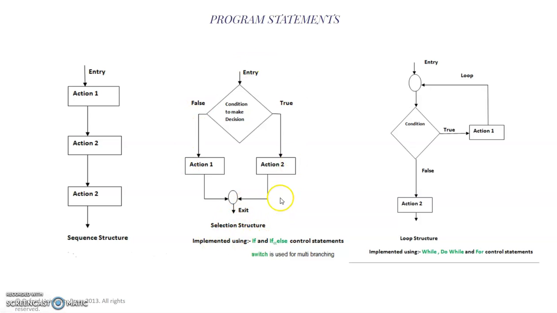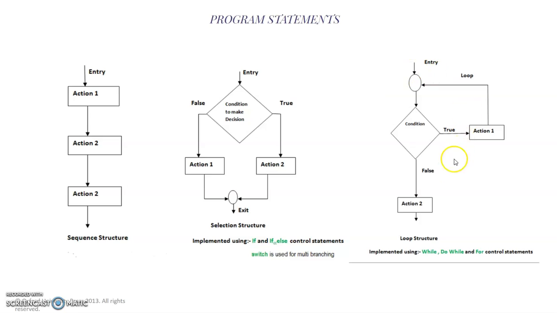The second one represents the selection structure where you will be checking some condition. If this condition is true, then action 2 is performed. If this condition is false, then action 1 will be performed. And it comes to the next statement, which is after this conditional statement.